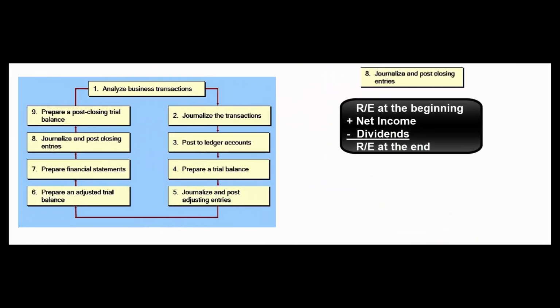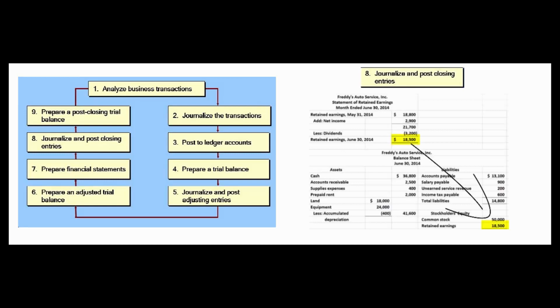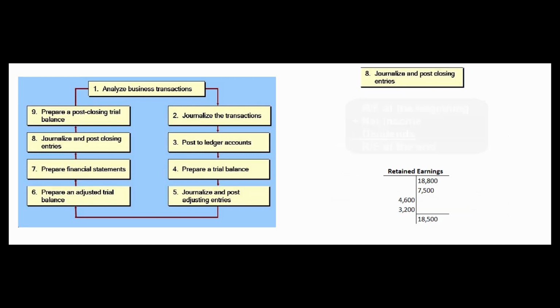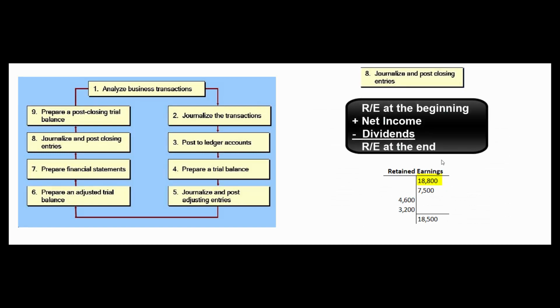Step 8. Remember, retained earnings at the beginning plus net income minus dividends gives us retained earnings at the end. We did that calculation on a separate piece of paper and put that ending balance of retained earnings on our balance sheet when we showed it to the world, but we haven't done that in our accounts. So that's what we do. We'll take our beginning balance in retained earnings and add to it net income, which is our revenue of $7,500 and our expenses of $4,600. How do we get there?